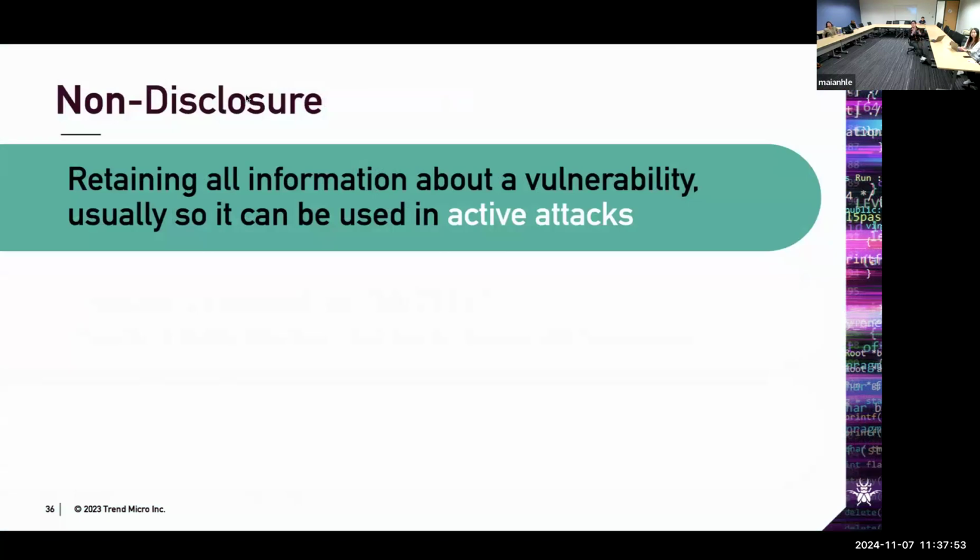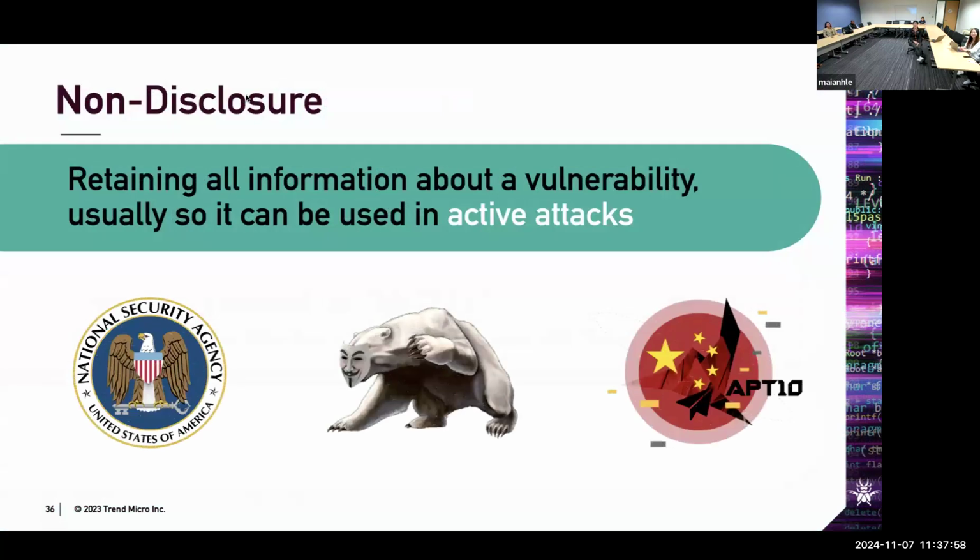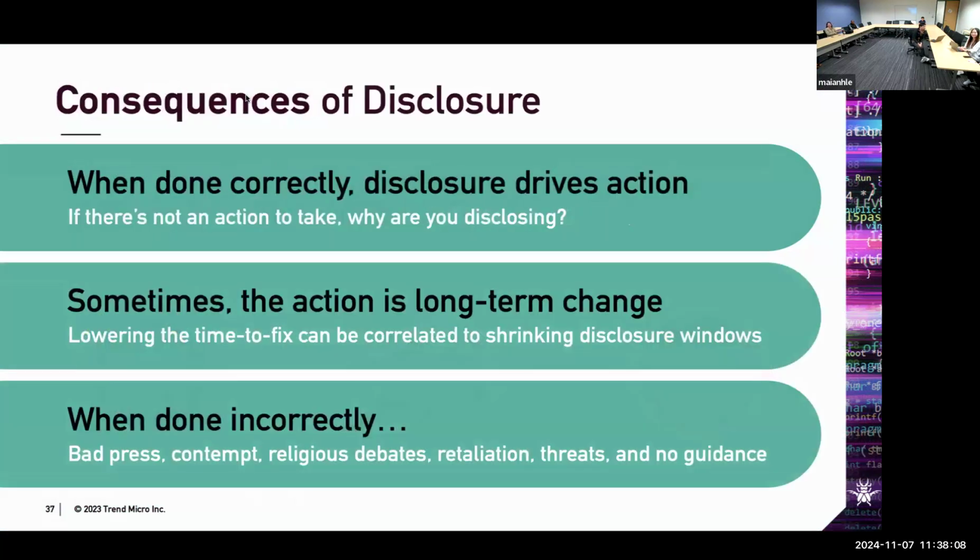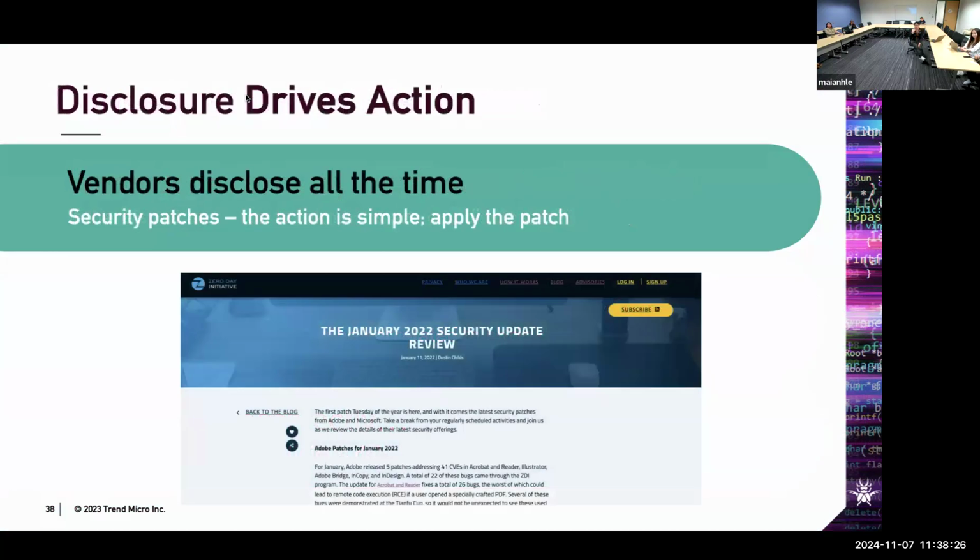And there's also non-disclosure, where you just don't tell anyone about it. And then you can use that for active attacks. And who would want to do that? People dislike you very much, right? So different disclosure approaches will have different consequences. Done correctly, it leads to good actions, and done incorrectly, it might lead to bad press.